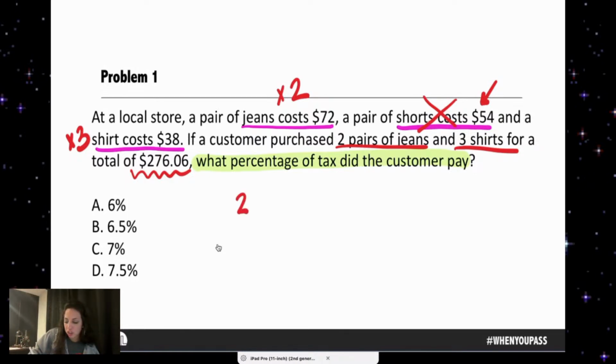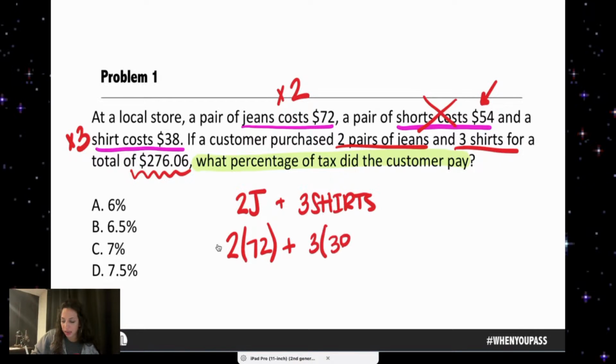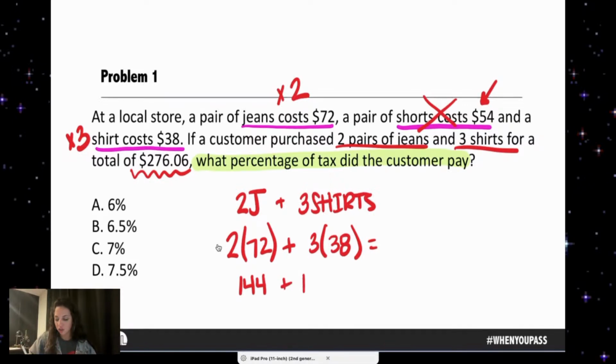So I'm going to figure out how much the customer paid just for the retail that they purchased. So they purchased 2 jeans plus 3 shirts. So 2 times 72 plus 3 times 38, and I'm going to get a total for that. So I'm going to use my handy dandy calculator. 144 plus 114 equals $258.